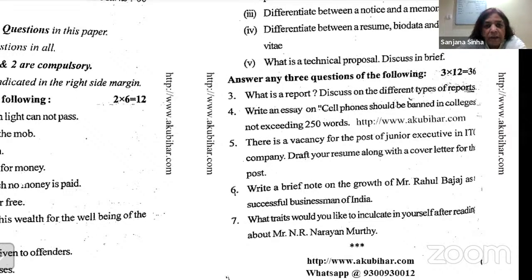Now these are the questions. Look, 3 questions, 12 marks each. What is report? Discuss different types of reports. Write an essay on cell phones should be banned in colleges, not exceeding 250 words. There is a vacancy for the post of junior executive in an IT company. Draft your resume along with a cover letter for the post.